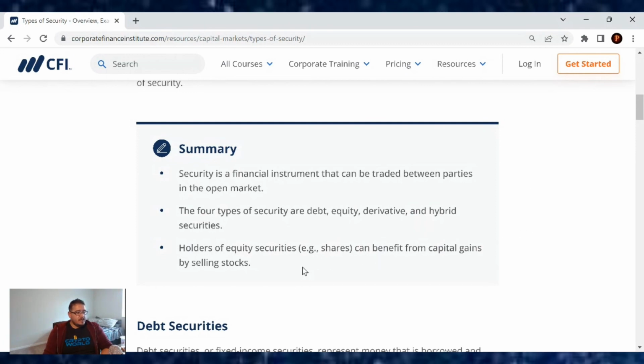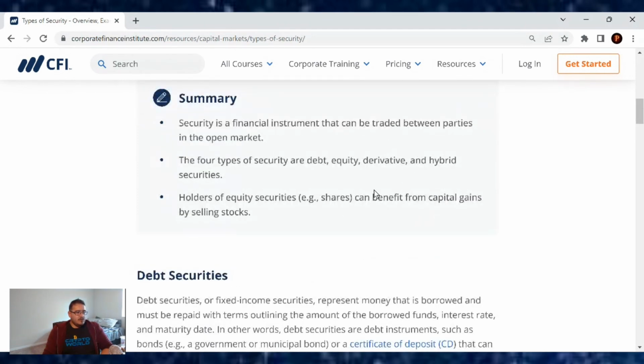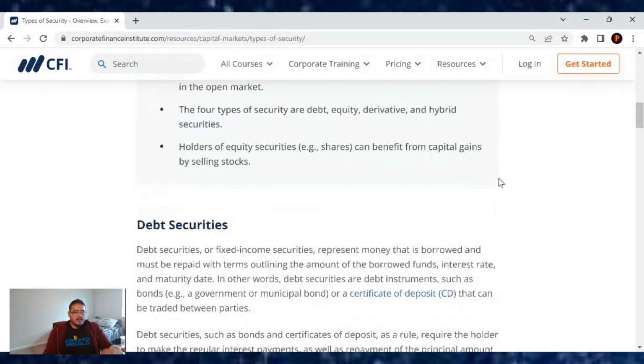And holders of equity securities, e.g. shares, can benefit from capital gains by selling stocks. Now, I wonder where some one of these cryptos would fall, but let's learn a little bit about each one.